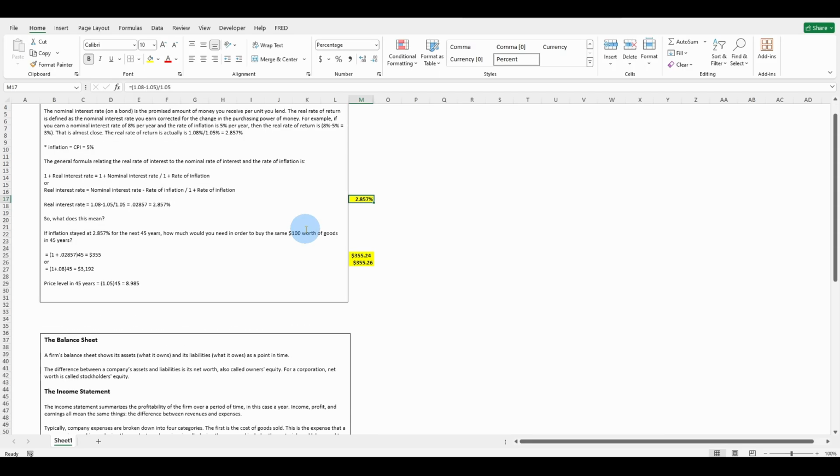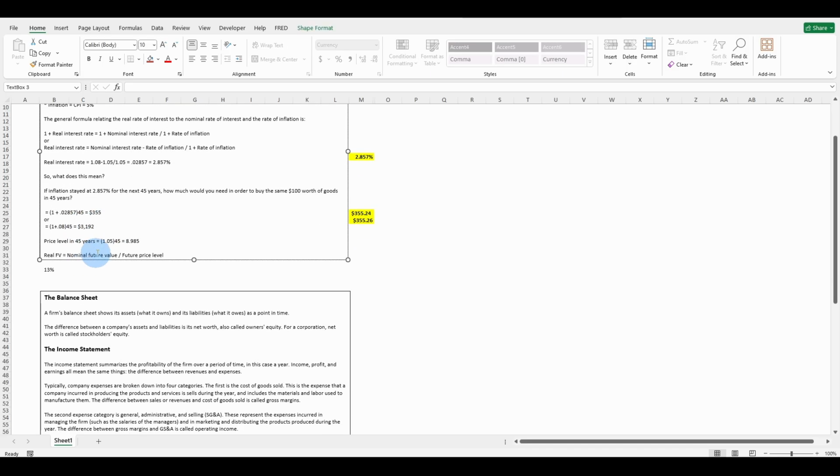What does this mean? If inflation stayed at 2.857 for the next 45 years, how much would you need in order to buy the same $100 worth of goods in 45 years? 1 plus 0.02857 times 45 equals 355. So in other words, annually, it's $355 at 2.857. Over 45 years, $3,192. That's a chunk of money. Price level in 45 years is equal to 8.985. And this should be nominal future value divided by future value price level.